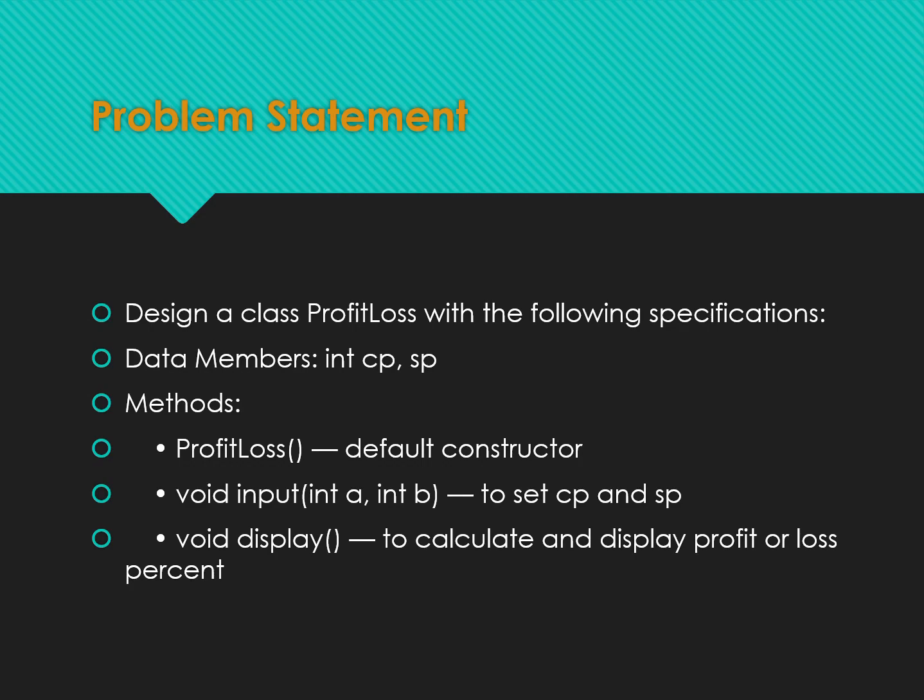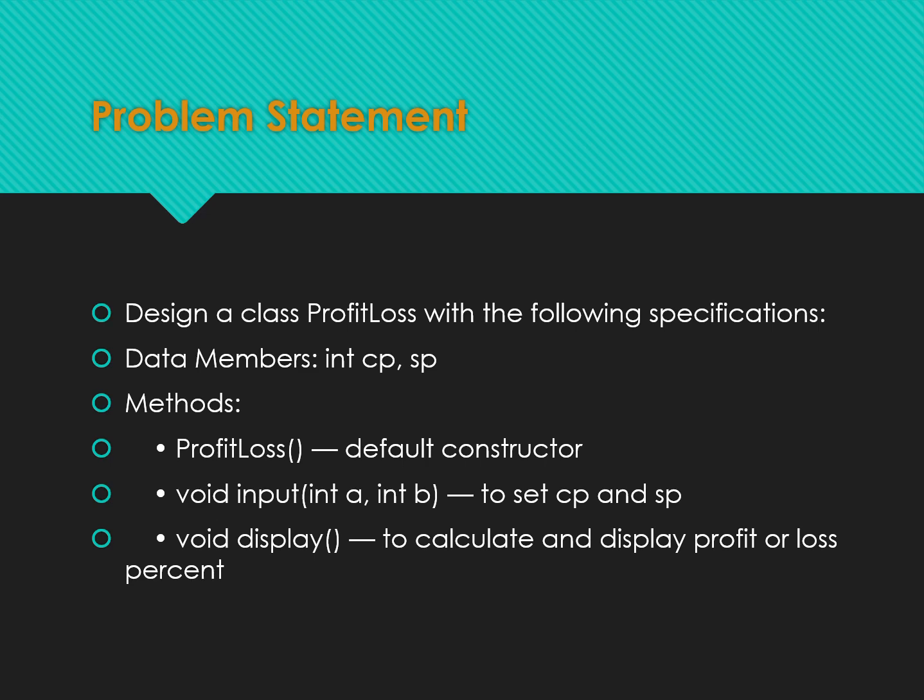The task is to create a class named ProfitLoss that helps us determine whether a transaction resulted in a profit or a loss, and by how much percentage. This class should include two integer data members, cost price, stored in cp, and selling price, stored in sp. There will be three methods.